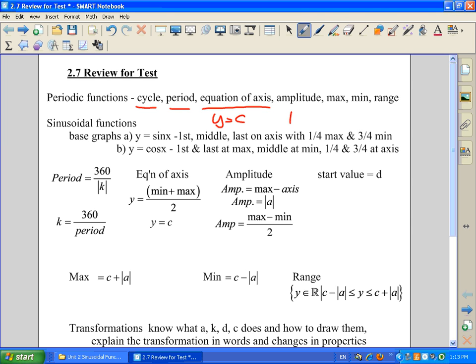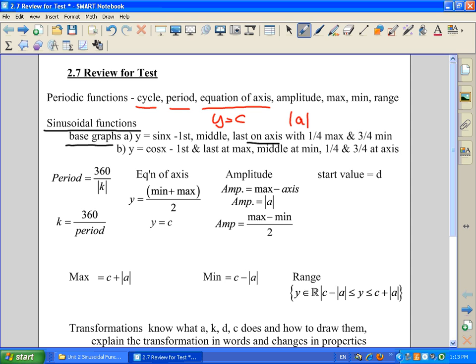The amplitude is the absolute value of a. Your min and your max is related to your c and your a, and your range also depends upon your minimum and your maximum. Just remember, folks, I don't want there to be confusion when you discuss or are able to draw the base graphs. Just remember with your sine x, the first, middle, and the last are on the axis, and the first quarter is at the max and the third quarter is at the min. That's as long as a is equal to 1.